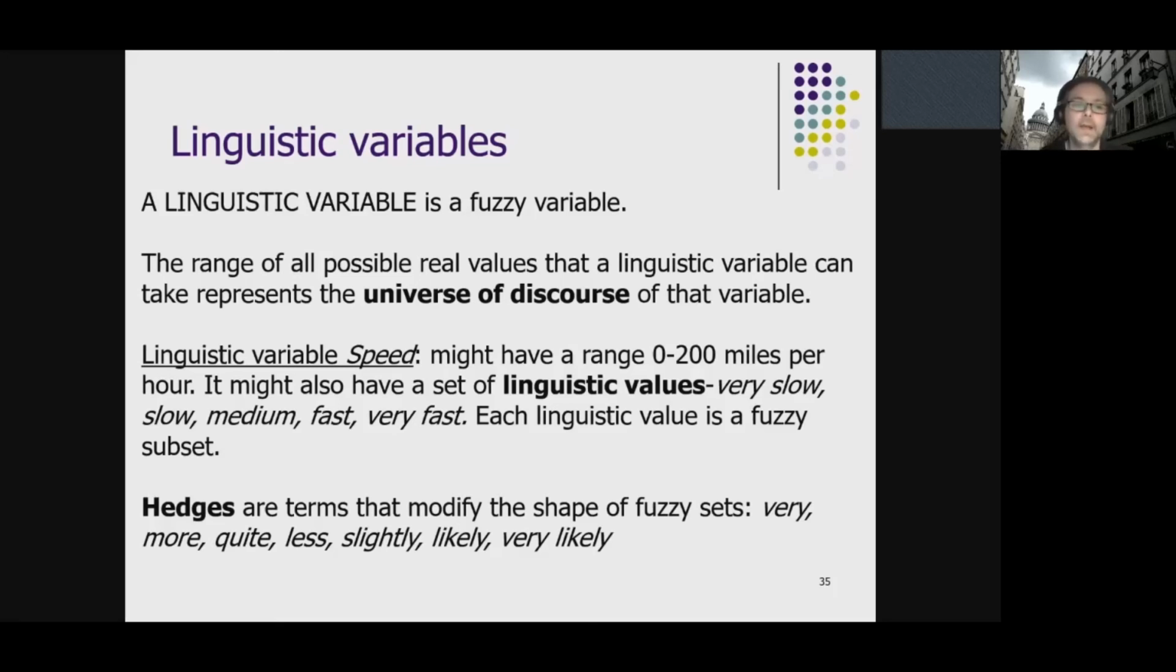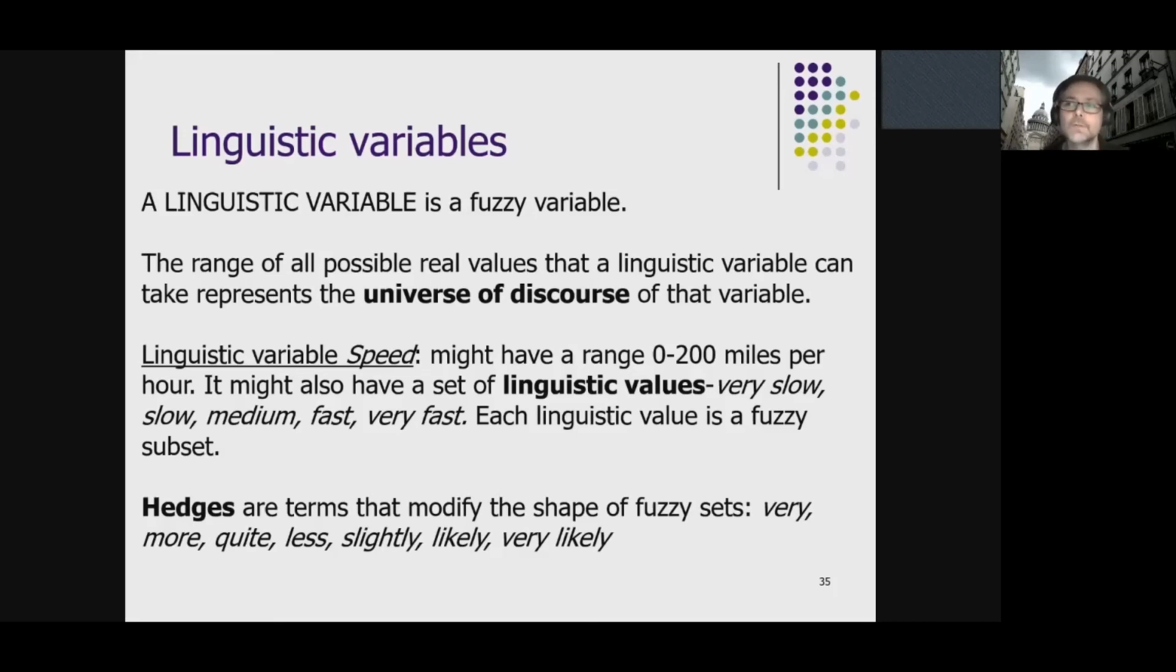And the whole range of possible real values that the fuzzy variable can take represents the universe of discourse of that variable. So let's say we are measuring the speed of a car, and we want to represent the speed of a car as a fuzzy variable. Speed can take values between 0 and 200 miles per hour. The universe of discourse of the linguistic variable speed is from 0 to 200. This is the range of all possible values that this variable can take in the real world.